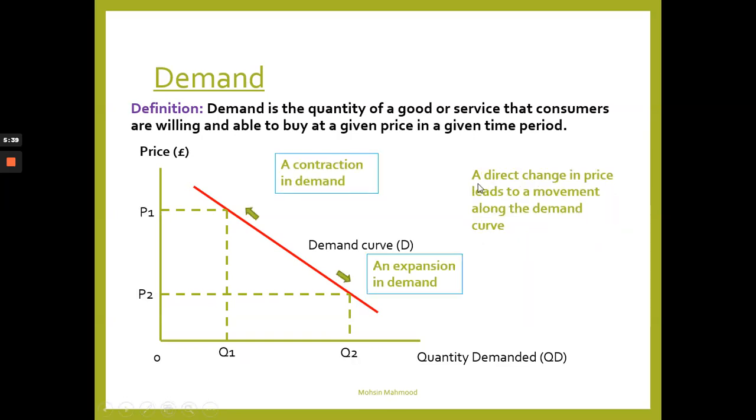Now, a direct change in price leads to a movement along the demand curve. If price decreases, that means there is an expansion in demand. And if price increases, that means there is a contraction in demand. Demand has fallen, there is a contraction. And again, when prices decreased, there's an expansion in demand. Demand has increased.